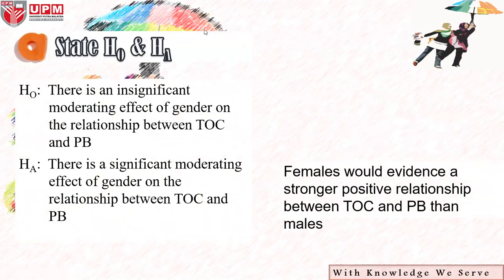Okay, so based on another option, you can state your research hypothesis like this: female would evidence a stronger positive relationship between task-oriented coping and PB compared to male. Based on the literature, this is how it looks. Based on previous research, they indicated that female will show a stronger positive relationship. Women have higher task-oriented coping towards PB compared to male, based on past studies. So you can also state your null hypothesis like this.